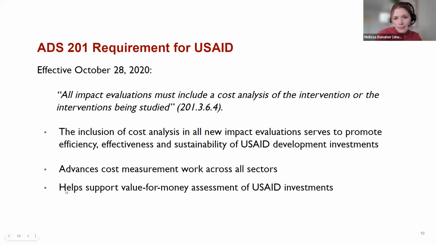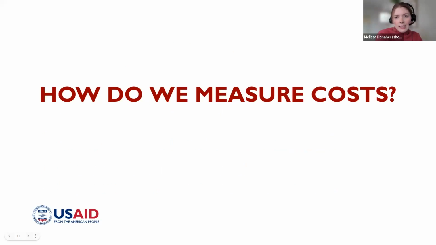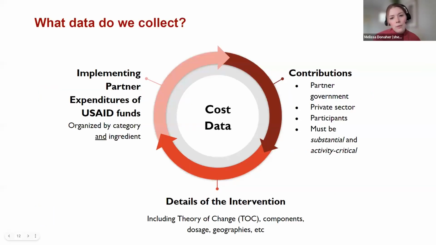So next slide. All right, so we've talked a little bit about the why and some different questions that we might want to answer. We'll move in now to talk about the how. So if we go to the next slide, you'll see an overview of the different data that we are collecting as part of this cost measurement work. So there are three main types of data.